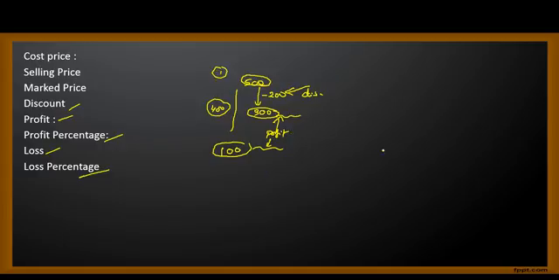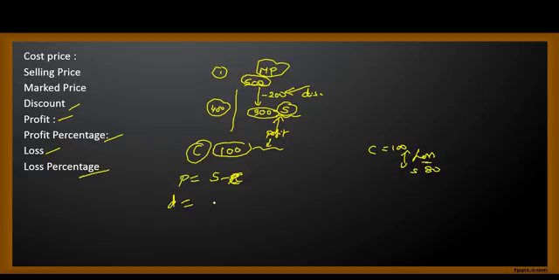Now coming to the other one. If you bought an item for 100 rupees and sold it for 80, you're selling it for less than the cost price, then we call it a loss. So this is the market price, this is the cost price, and this is the selling price. What is profit? Selling price minus cost price. What is discount? Discount is nothing but market price minus selling price.